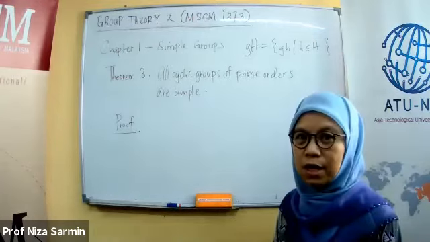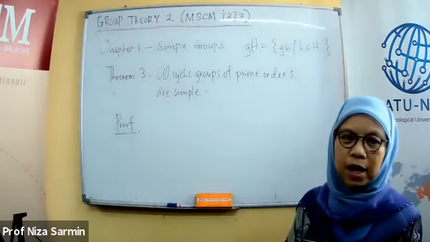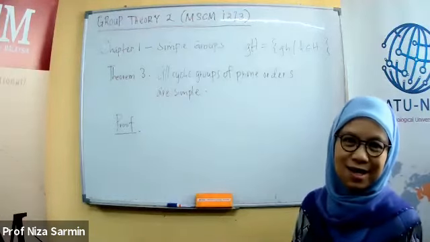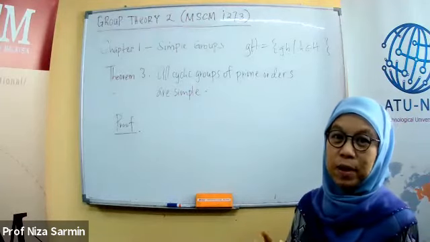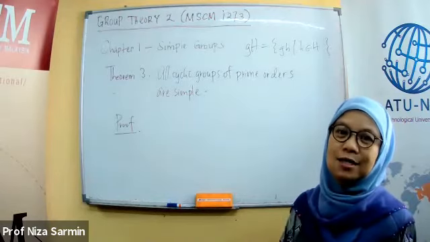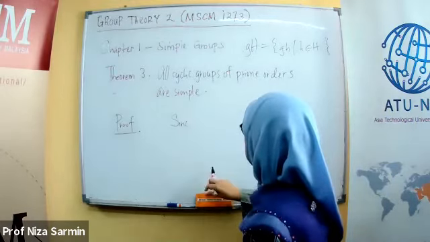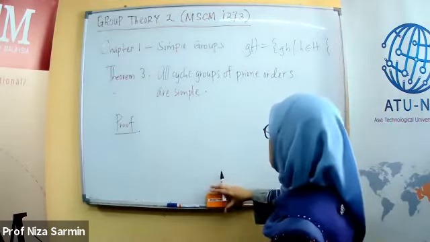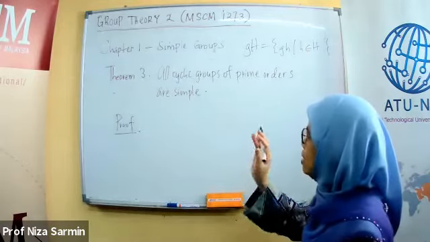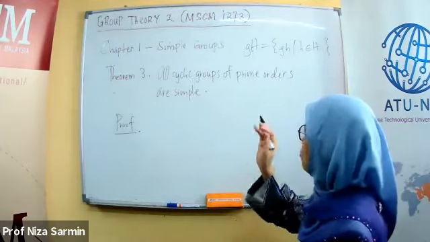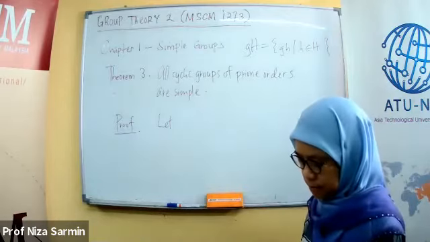You remember we said if G is a group of prime order, then G is abelian, right? If G is a group of prime order, then G is abelian. That is one way. That doesn't mean cyclic groups. It can be any group, right? Any group of prime order. But I just put cyclic here.